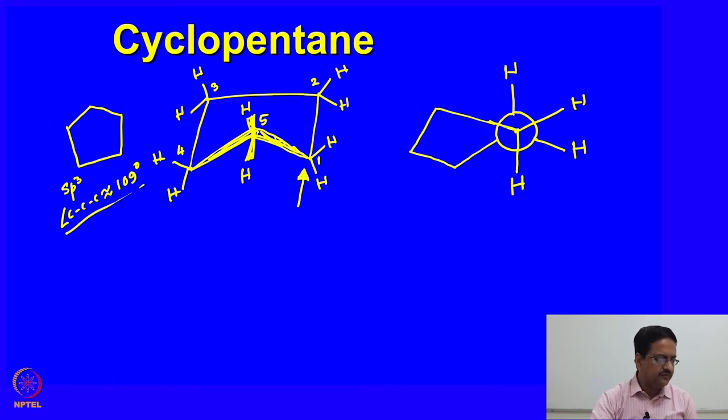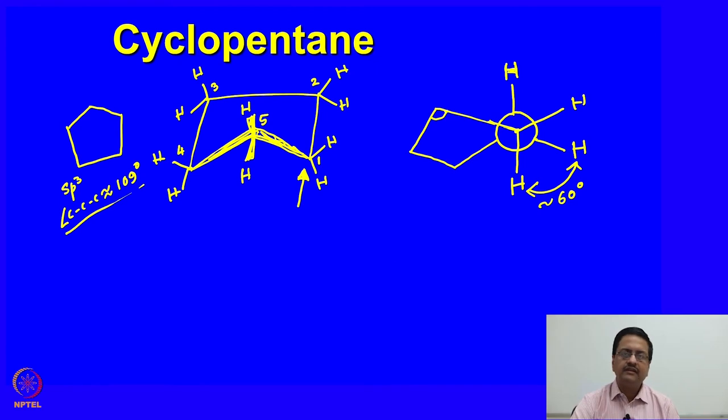So what we see is that it attains a gauche type of conformation which is not an eclipsing one. So the eclipsing torsional strain is released. It is close to about 60 degrees and it is like a gauche conformation, and we have all hydrogens at a torsion angle of 60 degrees. So the torsional strain is released and there is a little angle strain, and hence cyclopentane is more stable than cyclopropane and cyclobutane. We will continue our discussion in the next lecture from here.